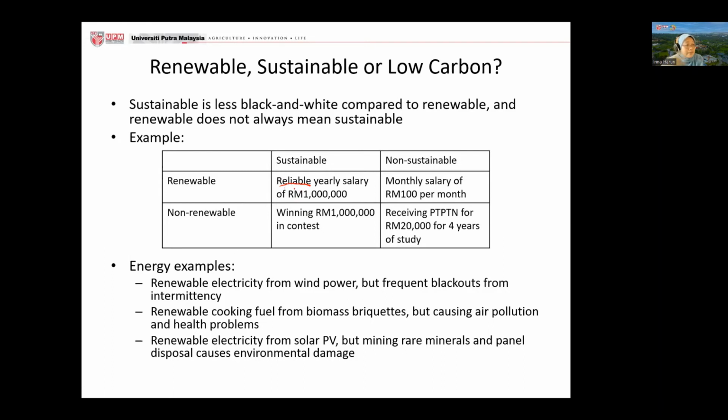So this is sustainable in the long run, and it is renewable because you receive this yearly. But it becomes non-sustainable if you still receive it every month. If your salary is 100, it is not sustainable, because in terms of the economy, what is the basic living requirement? In terms of cost, 100 is definitely not enough. So it's still renewable, but it's not sustainable.